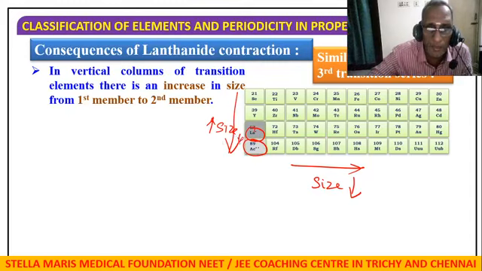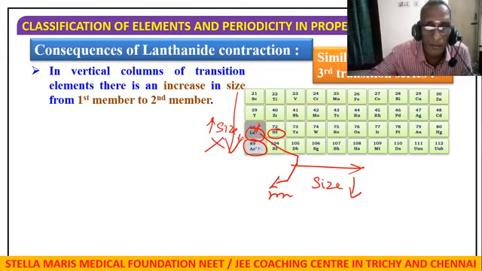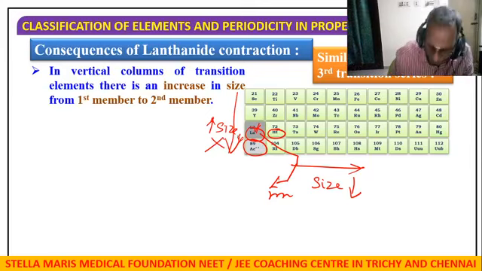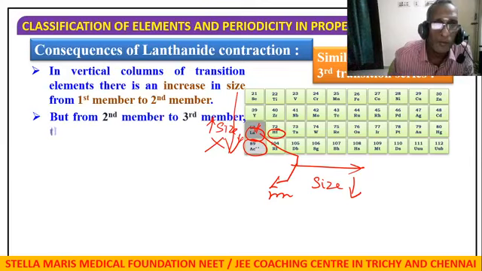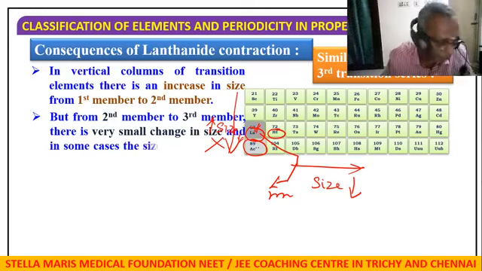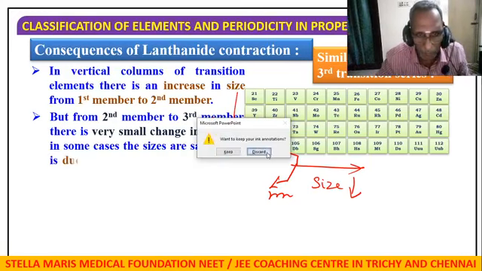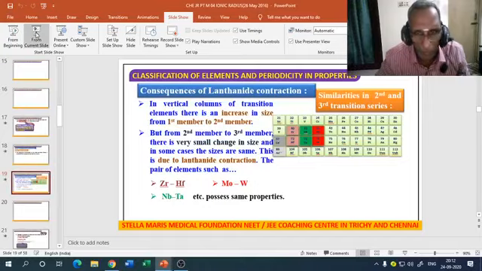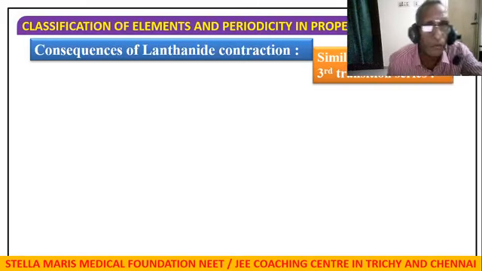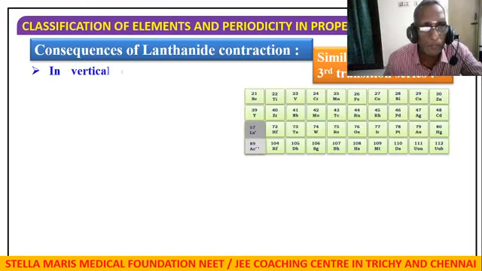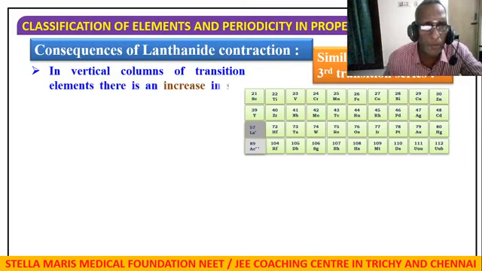There should be an increase in size, but there is no increase in size because after 57, 14 electrons are going to the inner shell. The next, 15th electron only goes like this. So that is why, from the first member to the second member, from the second... So patiently listen. Vertical columns means groups. Along the group there is an increase in size.